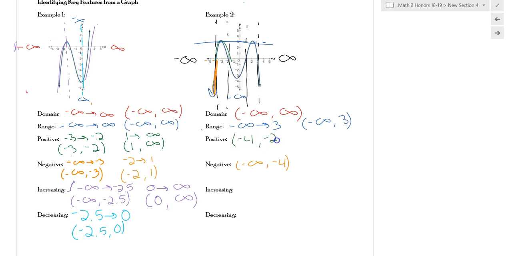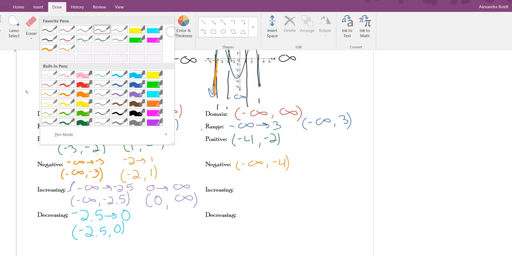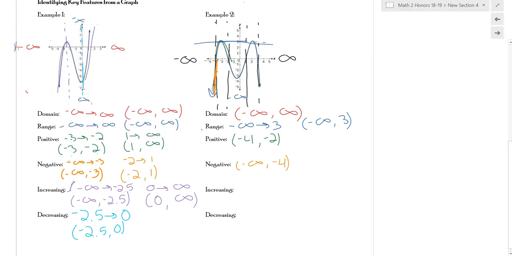Negative 4 to negative 2. Again, this is not the points, some point over here. It's from here to here, it's above the x-axis. Our next one, negative 2 to 1. This part here is below.